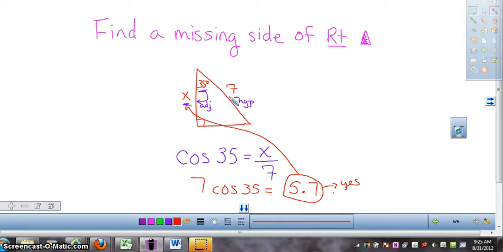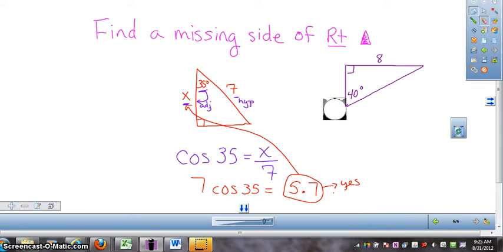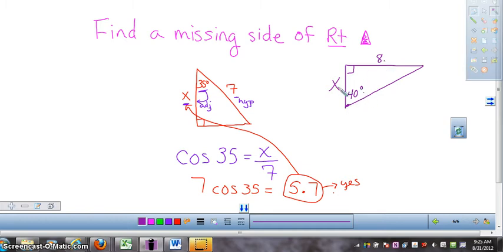Let's try one more. Let's try a right triangle over here. And let's say this is 40 degrees, this is 8, and this is 5. Well, now what am I given? I gave you 8 and 5. That's not going to work. We don't know that that's 5. I'm just making up stuff as I go, I guess. Let's call this side x, not 5, because we're trying to find a missing side.